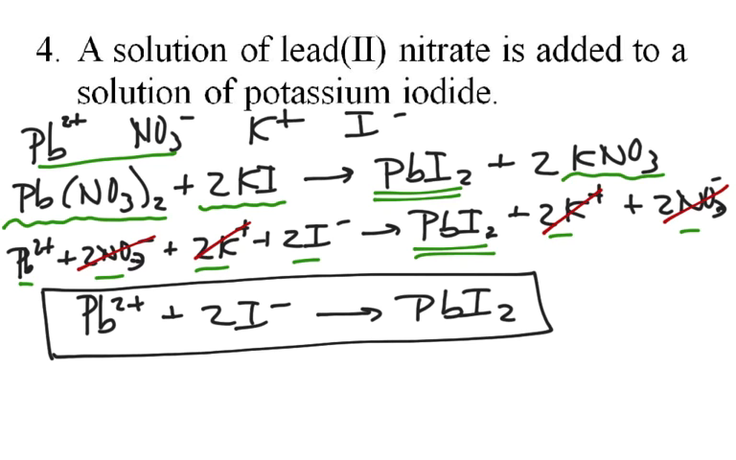So our final answer is lead plus 2 iodides turns into PbI2. 2 plus, 2 minuses, it's neutral on the left side, neutral on the right side. Lead, 2 I's, we're good. That's going to get us full credit.